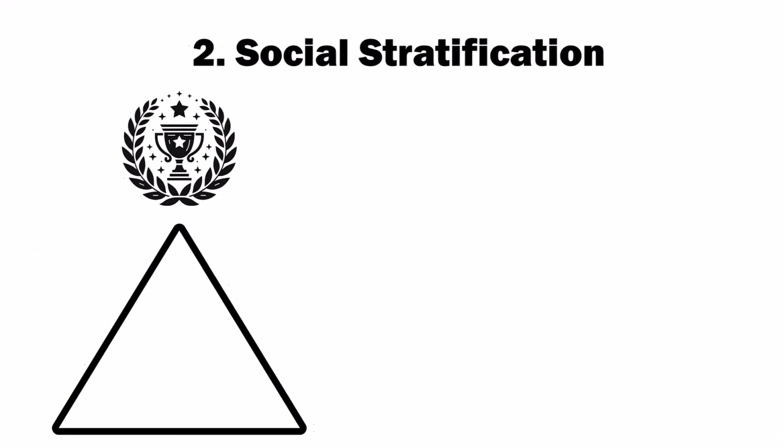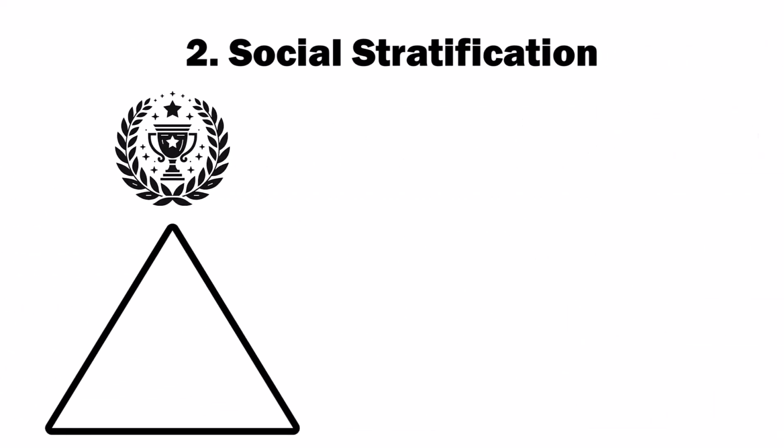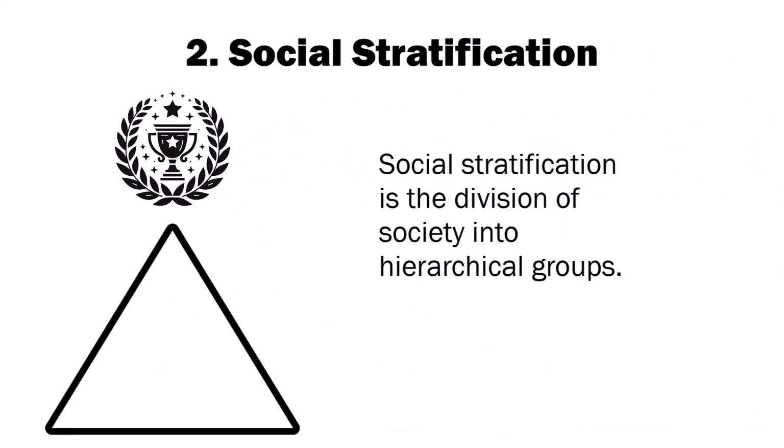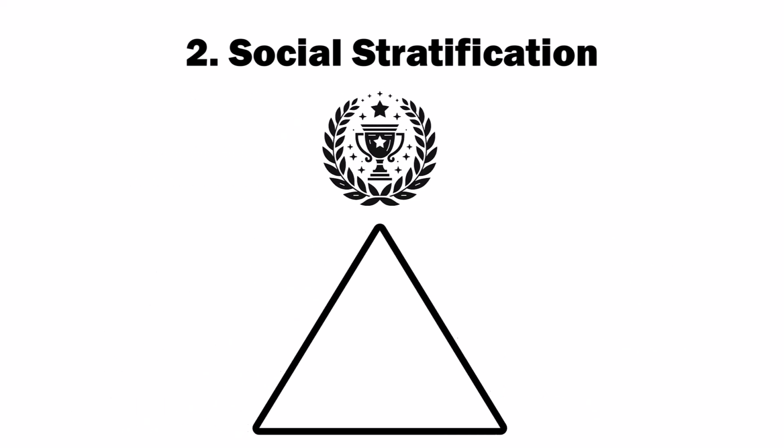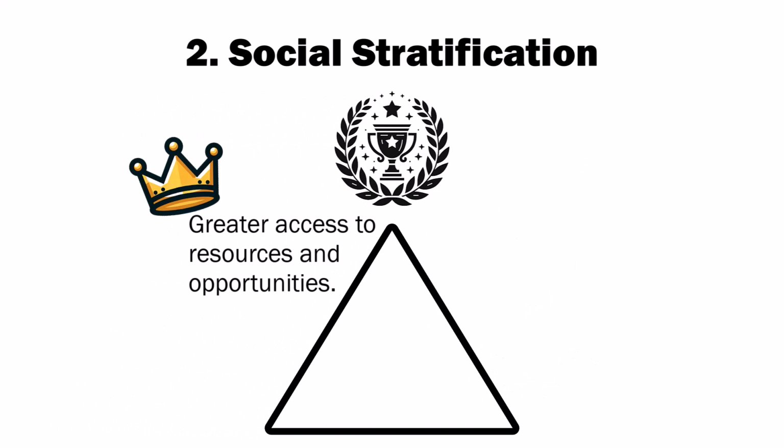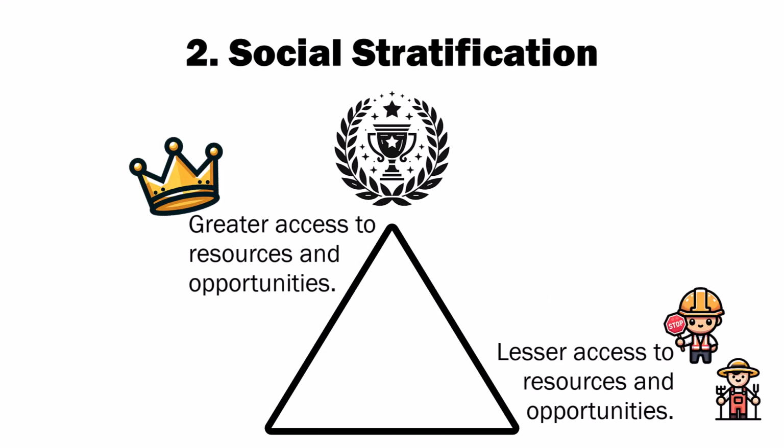Let's move on to our next key term, which is social stratification. This refers to the fact that societies have tended to split people into categories or groups, and these categories or groups tend to be structured in a hierarchical fashion. Those groups at the top of the hierarchy gain greater access to resources and opportunities, while those at the bottom of the hierarchy have lesser resources and, of course, less opportunities.